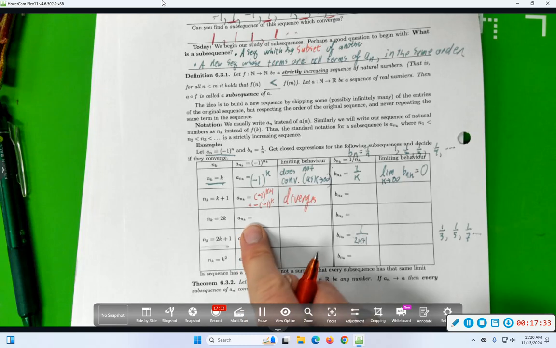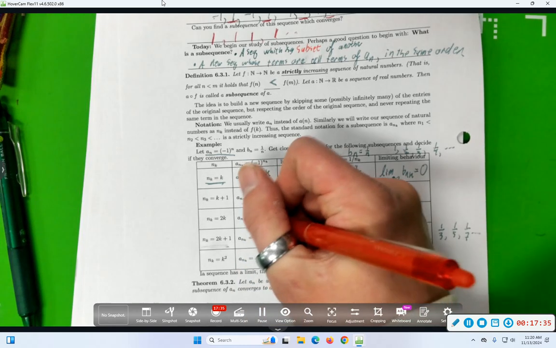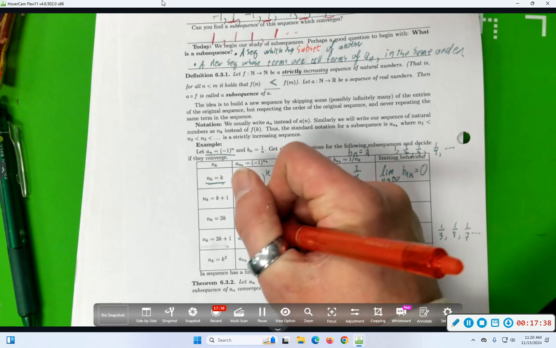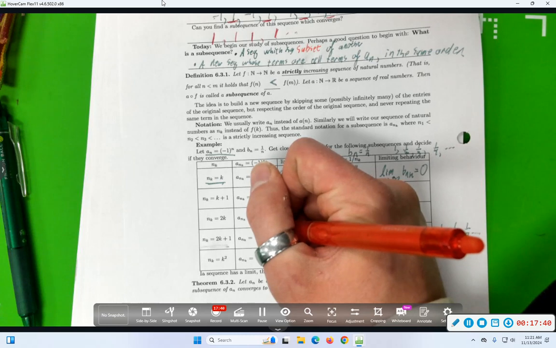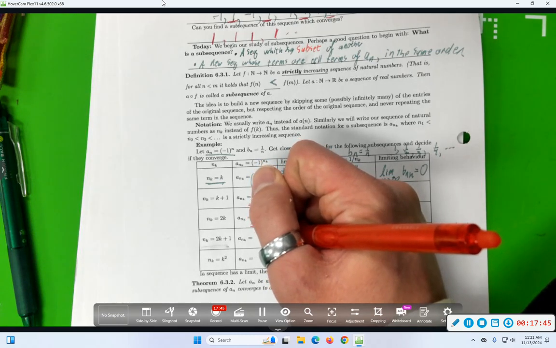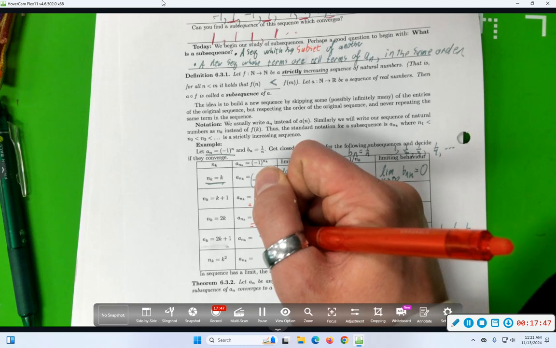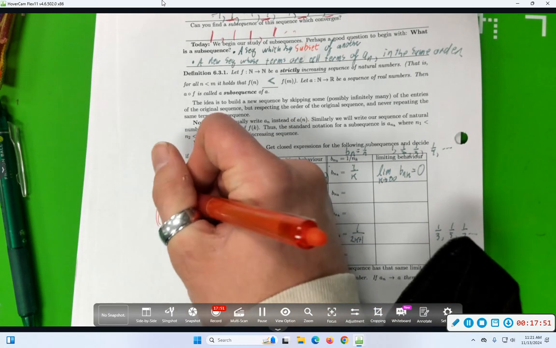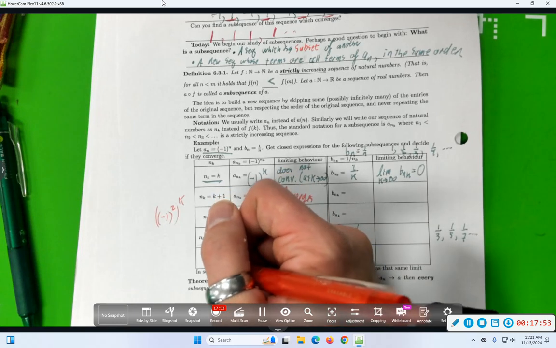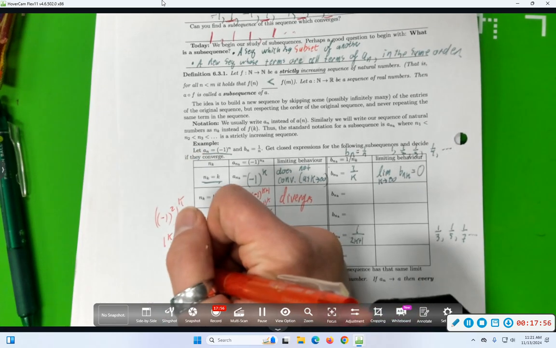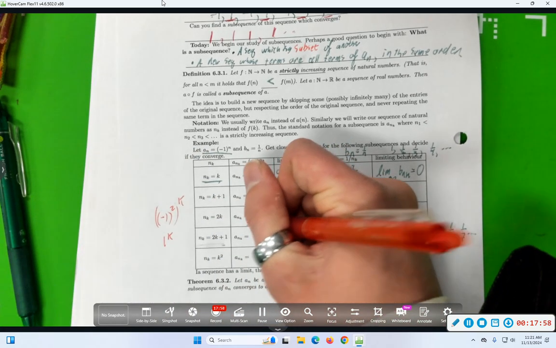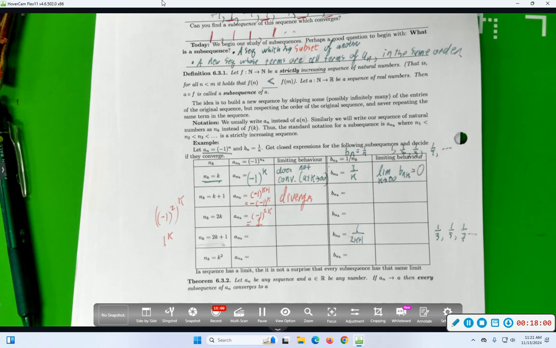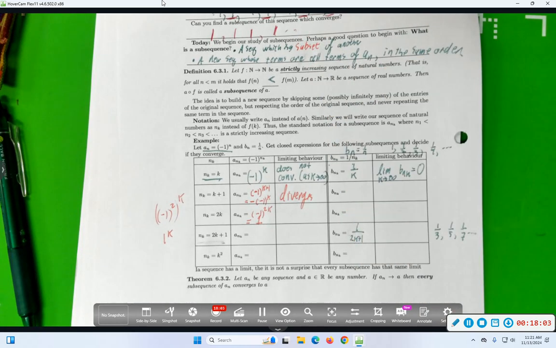N sub k equal to 2k. Negative 1 to the 2k. Does that simplify at all? Yeah, it does. You can do negative 1 to the 2 to the k. What's negative 1 to the 2? 1. What's 1 to the k? 1. Oh, cool. So this is just always 1. So that's like the always 1 sequence that we found above. Tell me about its limiting behavior. It converges to 1.